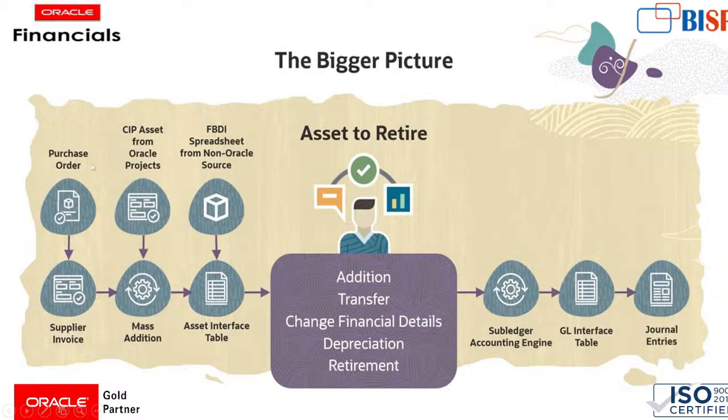So that is how things are in the bigger picture. You can see how the asset can be added into the application. In the asset work area, you can add, transfer, change financial details, and do depreciation and retirement. We will see all those activities in the coming fixed assets webinars, which will be a 6-day webinar. We will do the addition, transfer, change financial detail, depreciation, rollback depreciation, and retirement. All those things we will do in the asset workbench area.